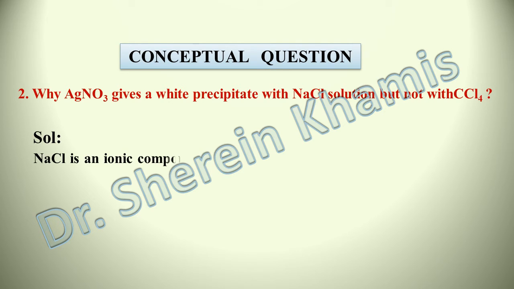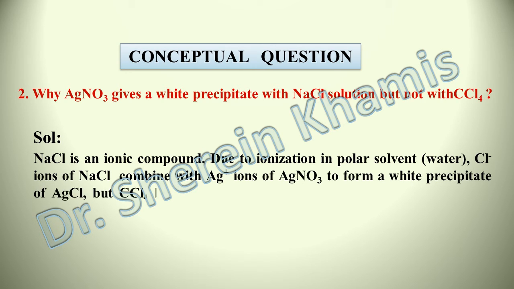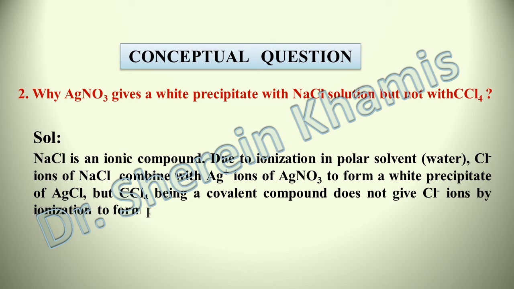Here is the answer: sodium chloride is an ionic compound, so it ionizes in a polar solvent, dissolving in water. The free chloride ions combine with silver of silver nitrate to form a white precipitate of silver chloride. We took this reaction in third prep. But today we make a comparison between carbon tetrachloride and sodium chloride.